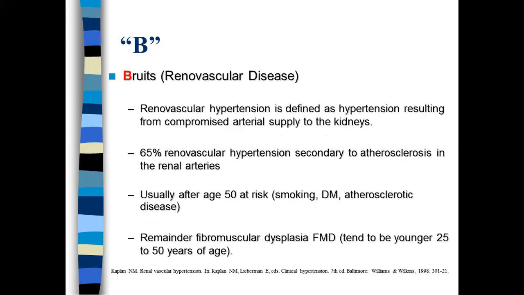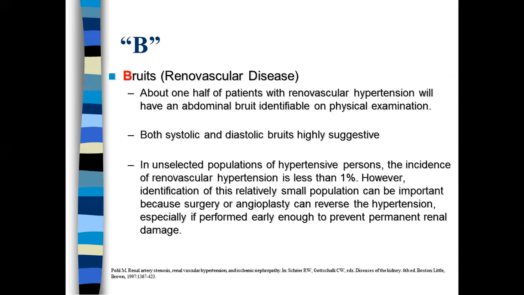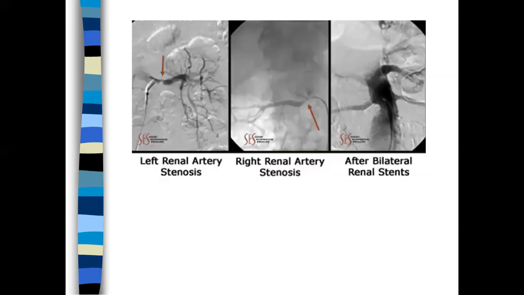Another very important cause is renal hypertension, so let us start with renovascular hypertension. There are two main causes of renovascular hypertension. 65% of renovascular hypertension is secondary to atherosclerosis of the renal arteries. The 35% are due to congenital fibromuscular dysplasia of the renal arteries, which happens in a relatively younger age group. What you can see in renovascular hypertension is like that.